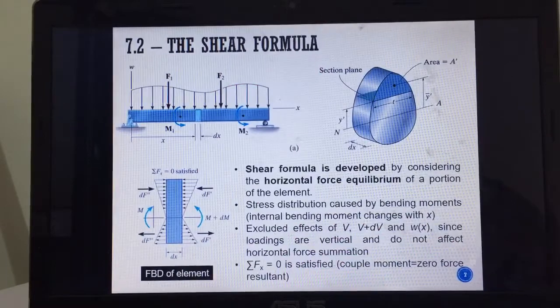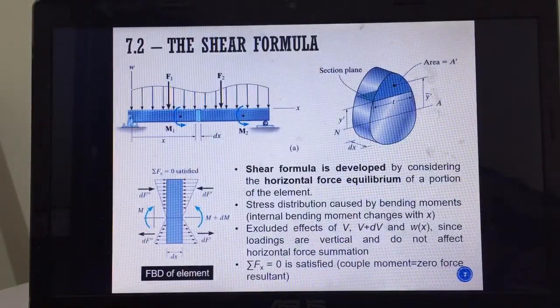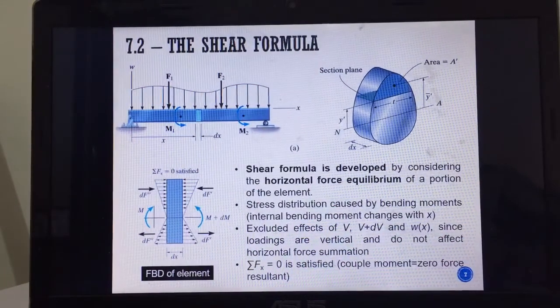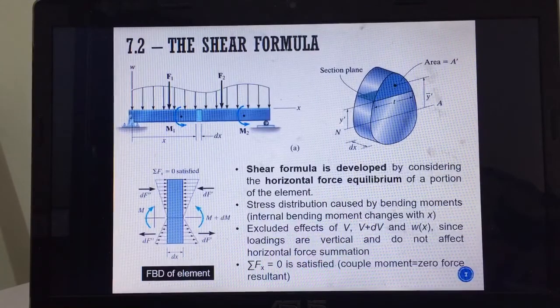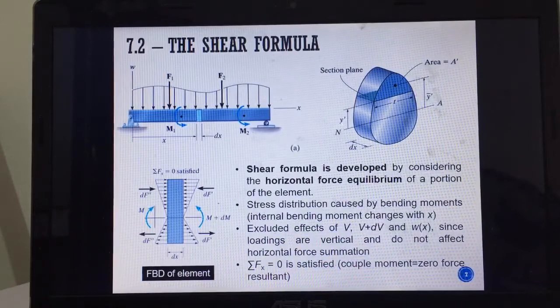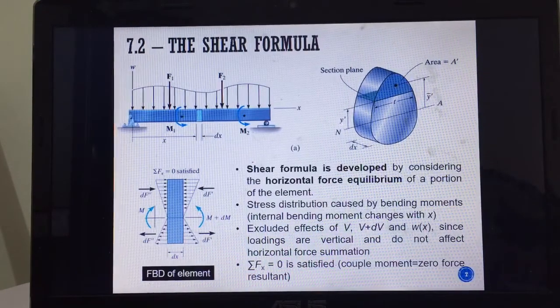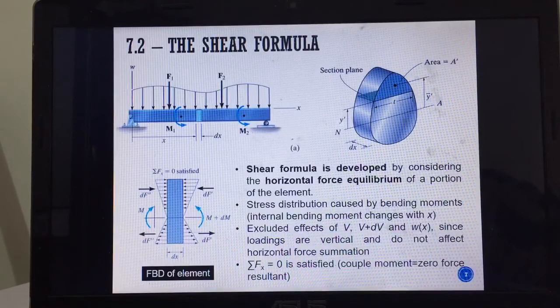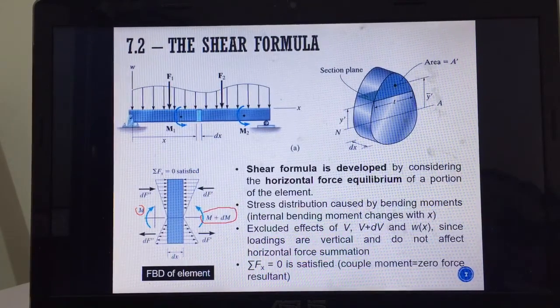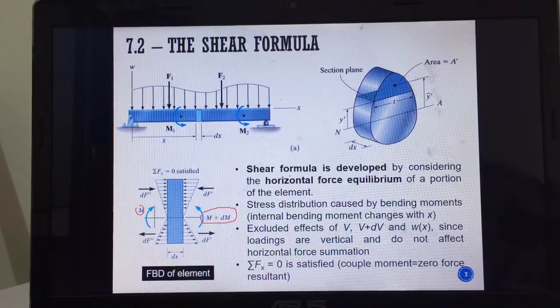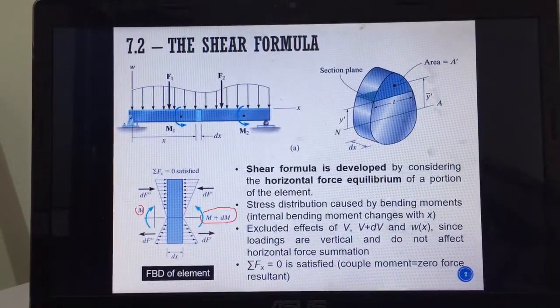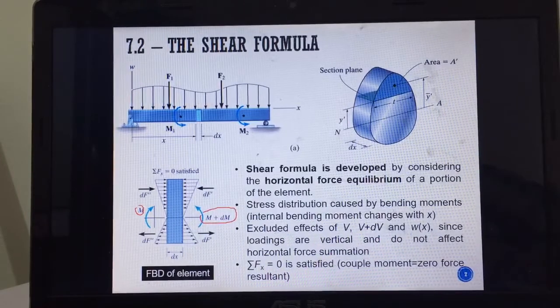Okay, now we go to the shear formula. Actually, this shear formula is not developed directly by using shear. In the derivation, the one which was used was the internal bending moment M, like the one in chapter 6, right? So I'm not going to go into the details. If you are interested to know the details, you can ask me again, but otherwise I'll just tell you what really happened, in summary.